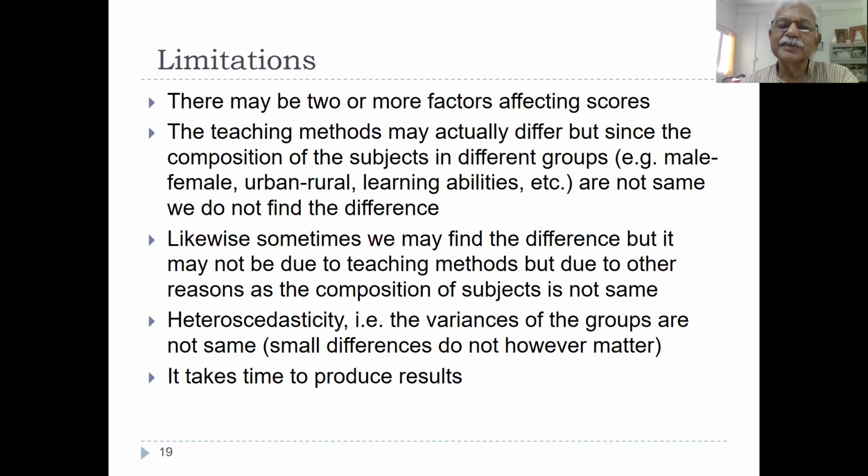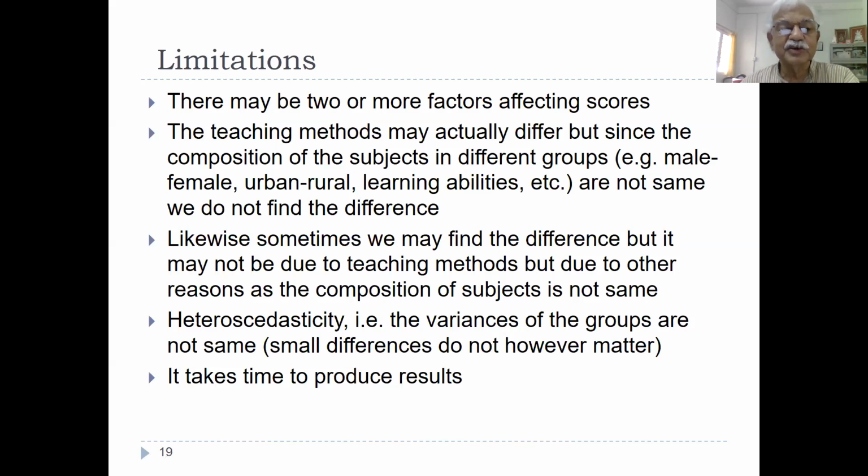The second, the teaching methods may actually differ, but since the composition of the subjects in different groups is not the same, we do not find the difference. So we have to ensure that the subjects who participate in the experiment on different teaching methods are similar with respect to all those characteristics which might influence the final result. Likewise, we may find a difference, but it may not be due to teaching methods, but due to other reasons, as the composition of subjects is not the same.